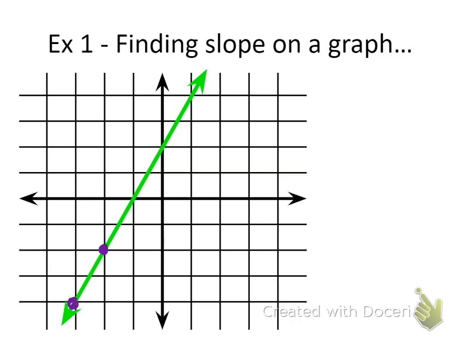So on your graph for example number 1, you're going to identify each of your lattice points. And we're going to pick 2 of those lattice points to determine what the slope of this line is. Just looking at this line, is it going to be 0, undefined, negative, or positive? It is a positive slope.